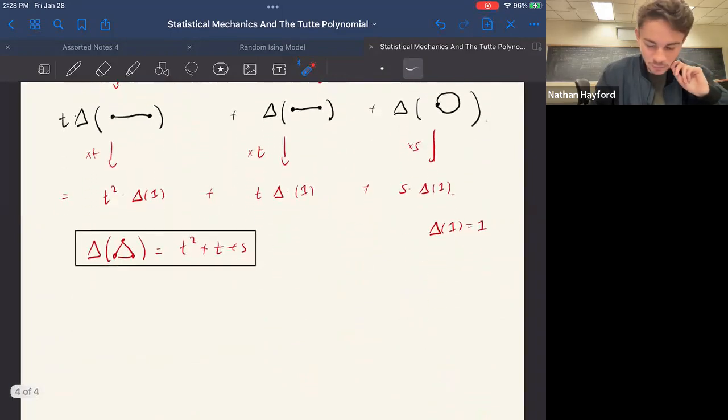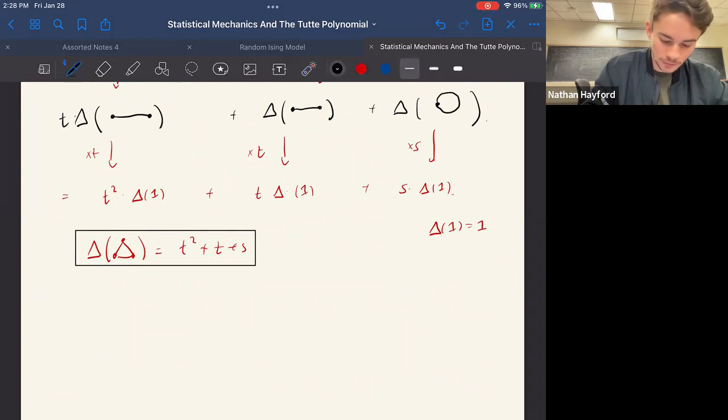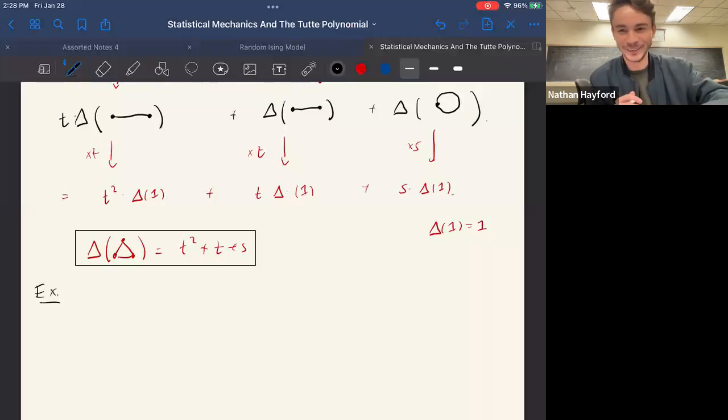It's still kind of lengthy, but it's at least very procedural. You can do it pictorially. So I would say there's a lot less room for error in computing this polynomial now. So we'll do one more example of a computation. And then I'll give you some reasons why the Tutte polynomial is important. And then we'll talk about something completely different, which is statistical mechanics.